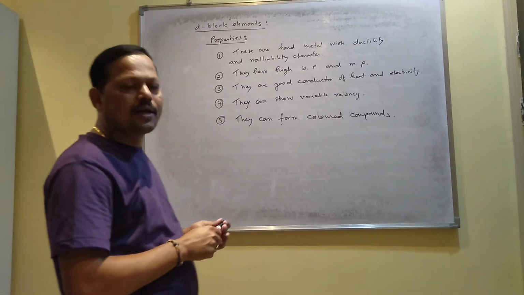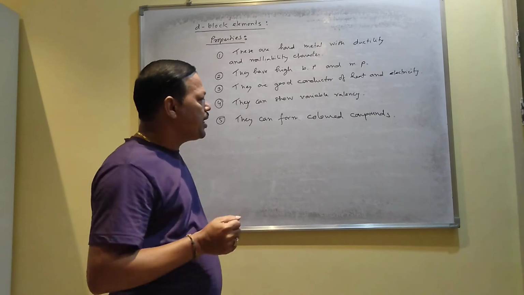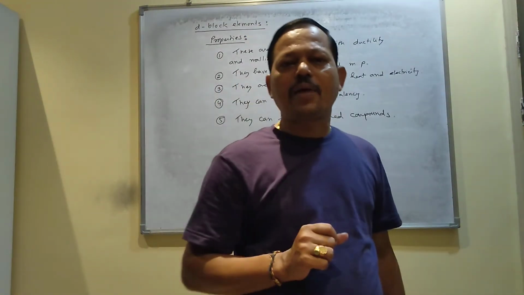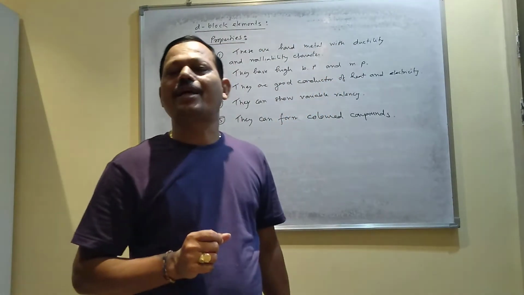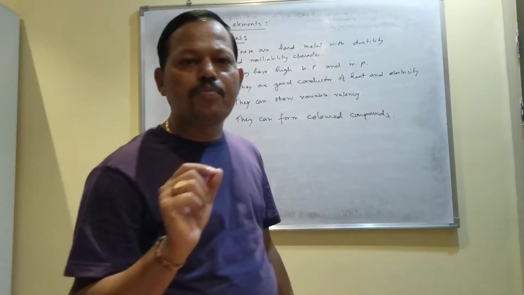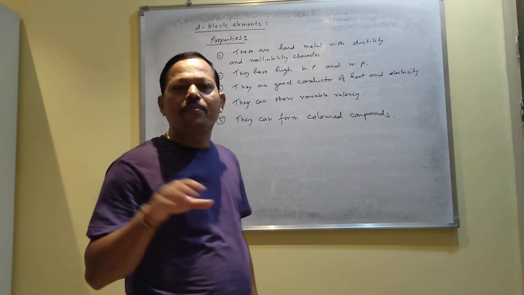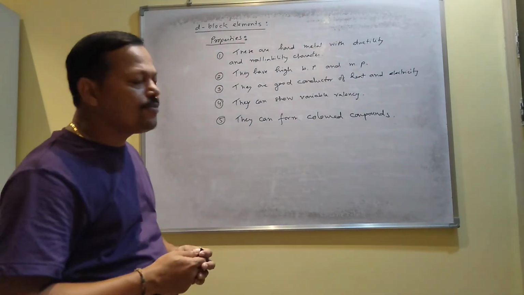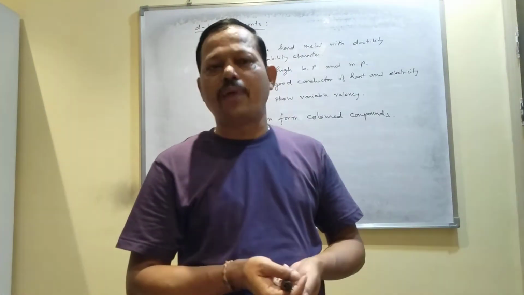Why can they form colored compounds? I'll tell you later. Before that, if a compound contains a transition metal, if a compound contains d block elements, that type of compound is always colored. For example, iron compounds are green, copper compounds are blue. So every d block element produces colored compounds. And why do they form colored compounds? It is due to dd electronic transition of metals.